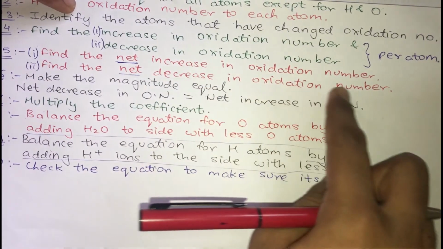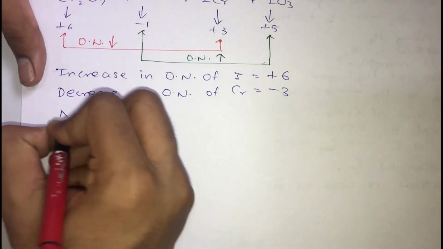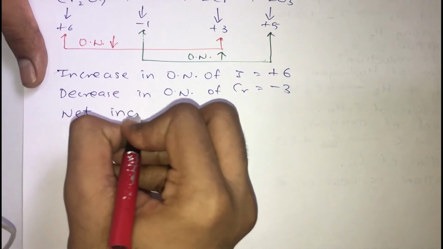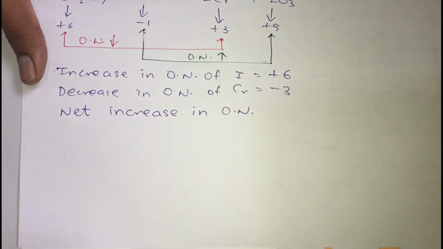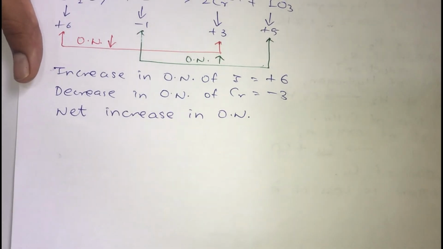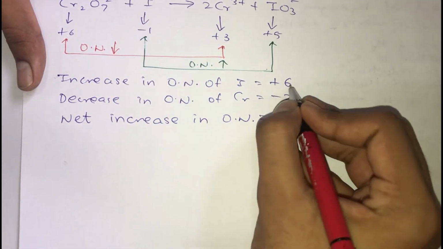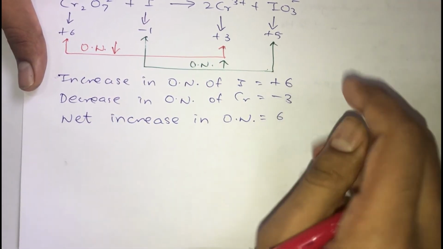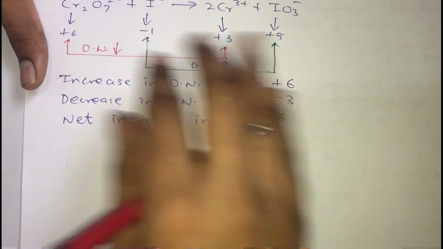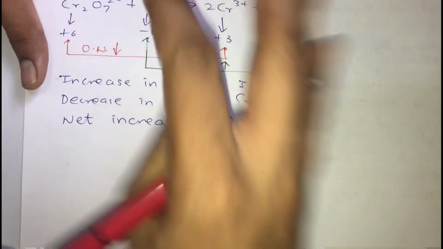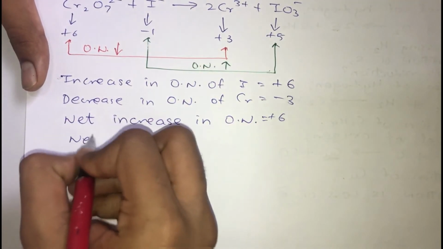Now find the net increase in oxidation number. So what is going to be the net increase in oxidation number? See, there is only one iodine atom, so it is going to be +6 into 1, which is nothing but 6. Okay, we don't need to consider the magnitude, or even if it's considered, it's okay. Let's consider it.